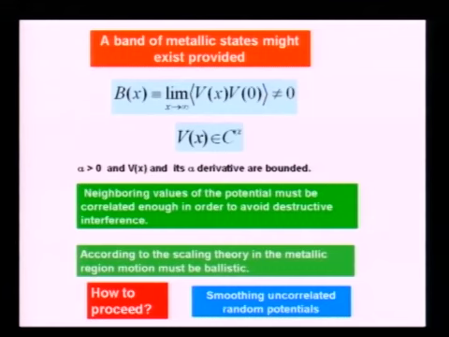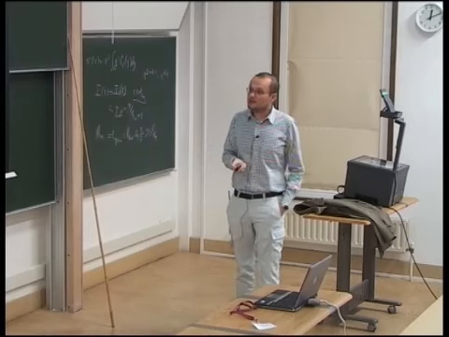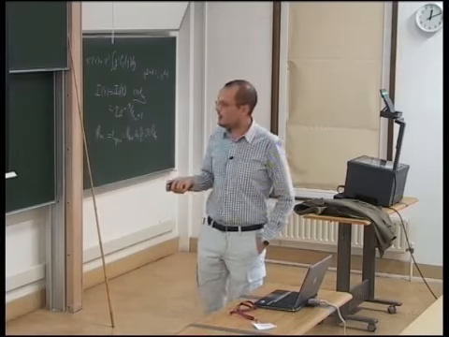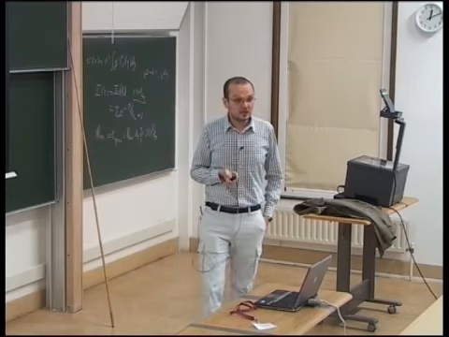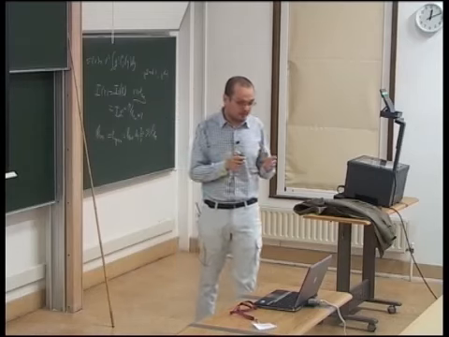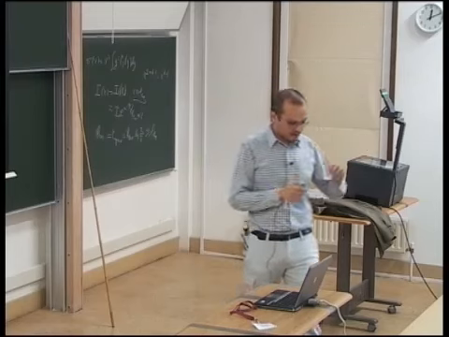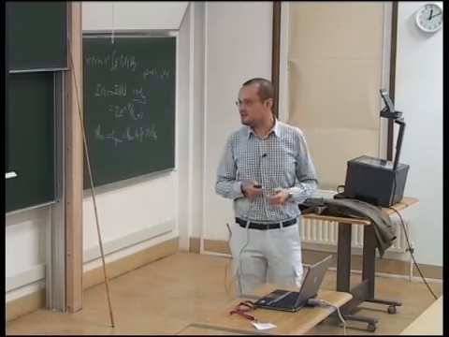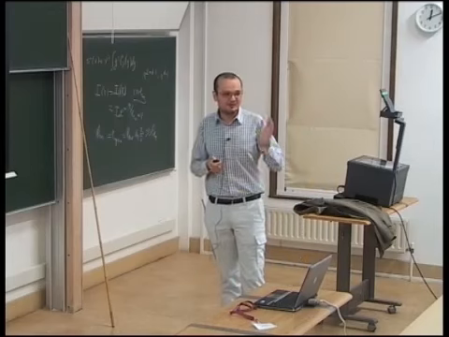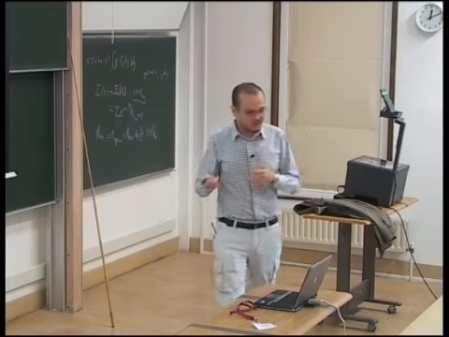Also, we know that if we see a metallic state, we should see ballistic motion. This is a prediction of the scaling theory. So what we did is try to smooth an uncorrelated random potential. We took an uncorrelated random potential, and went to the literature of engineers to see how you smooth a signal, the different ways to smooth a signal.